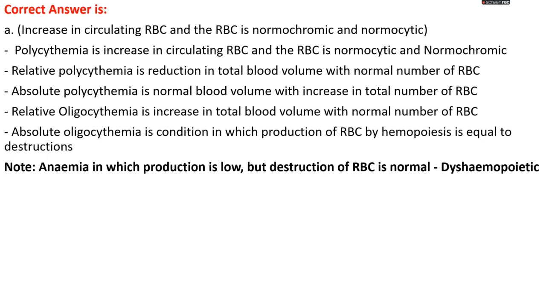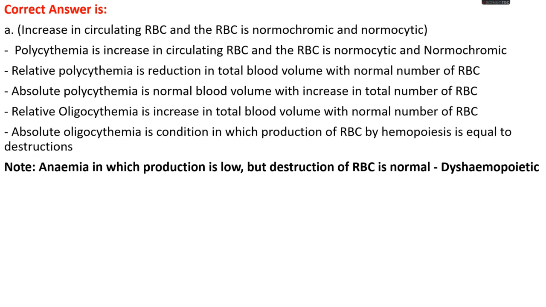Polycythemia is a condition in which there is an increase in the number of RBC and the RBC is normocytic and normochromic, while relative polycythemia is a condition where the total blood volume is reduced, although the number of RBC remains the same. Absolute polycythemia is a normal blood volume, but an increased total number of RBC.